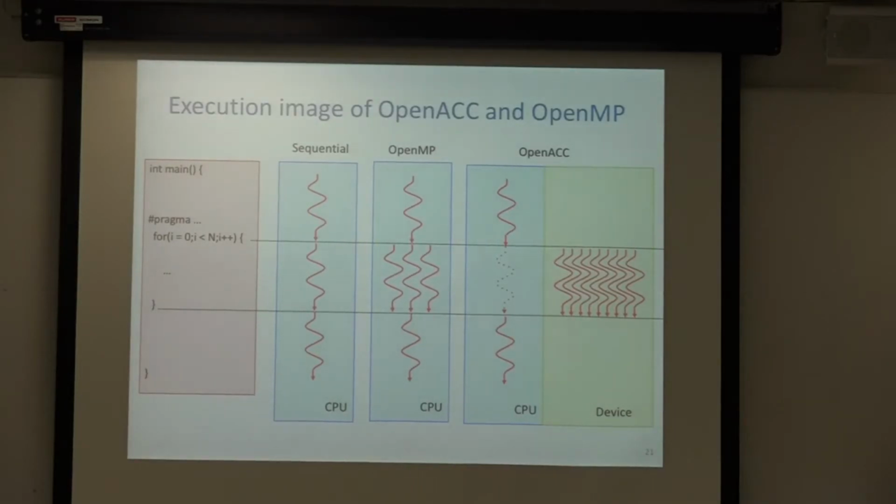So this is the execution image of OpenACC and OpenMP. OpenMP is a fork-join model, so the execution image is like this. OpenACC is also a fork-join model, but OpenACC has a concept of device. So OpenACC's execution image is like this figure.